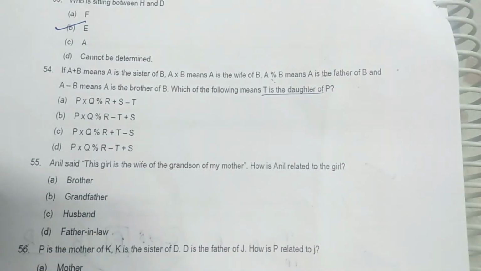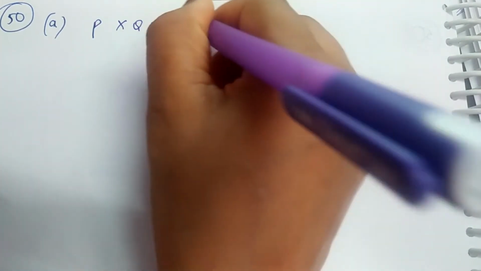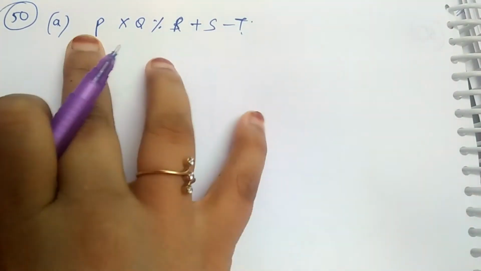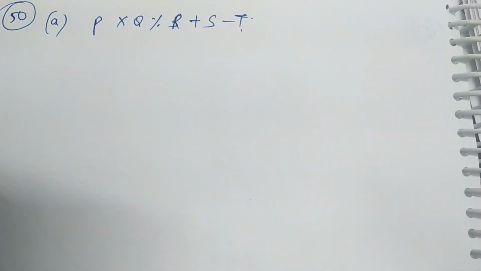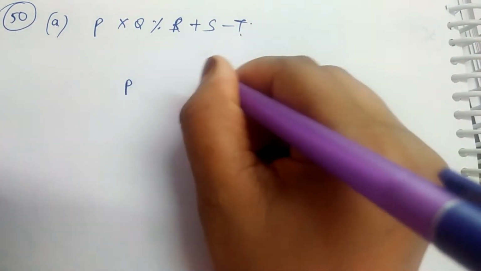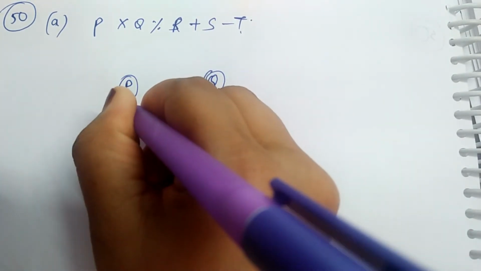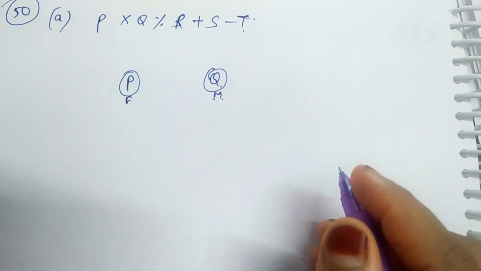So what we have to do is try out each and every option and see which one is correct. Let's check option A first. It is given that P into Q percentage R plus S minus T. Based on these signs, we will find out what this equation means. P into Q means P is the wife of Q. So P and Q are husband and wife. P is a wife, so P is a female, and Q is a male. They have a husband-wife relationship.